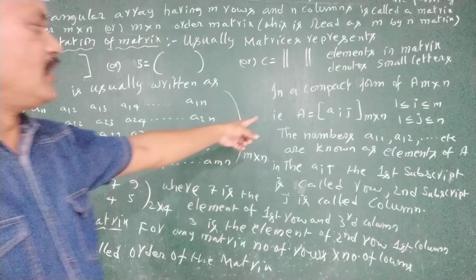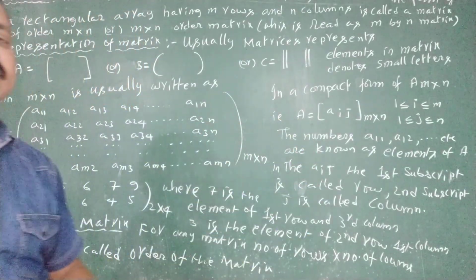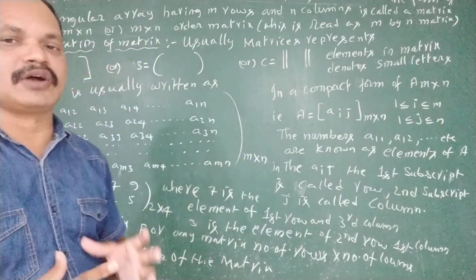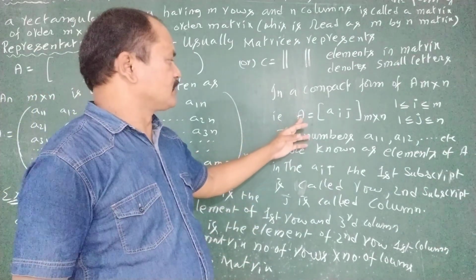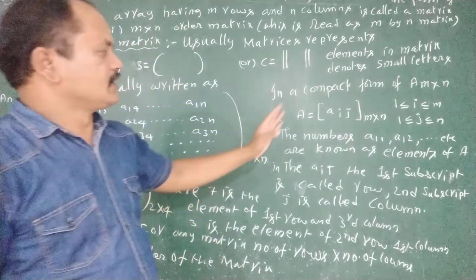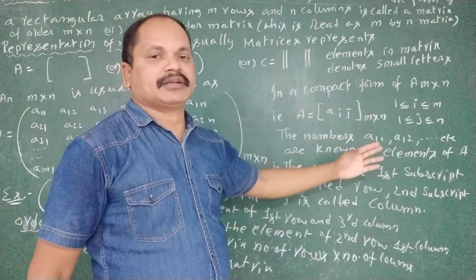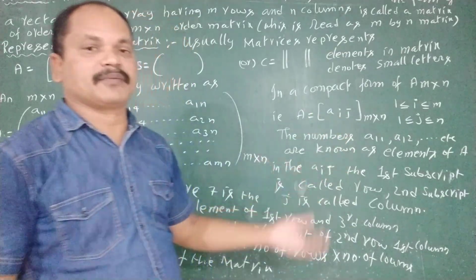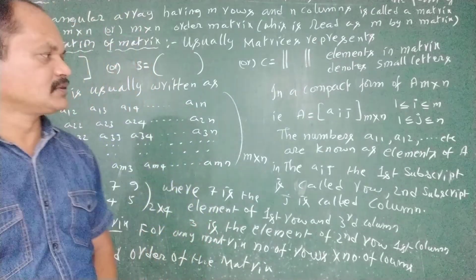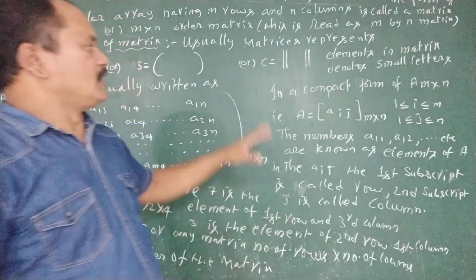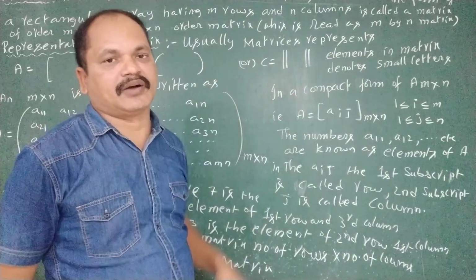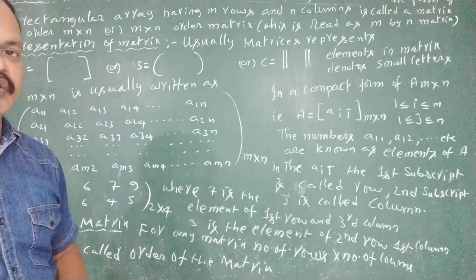The compact form is very, very important, especially for objective questions. Compact form means the matrix is always represented as A is equal to [aij] m by n, where types of matrices depend upon the number of rows and number of columns. That's why this is called the compact form. It is the shortcut form, most important for objective.